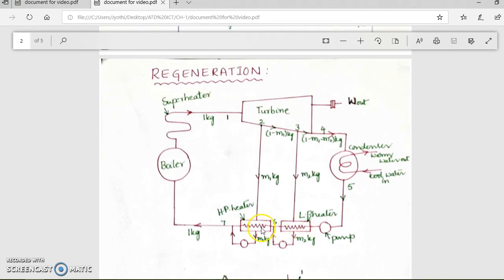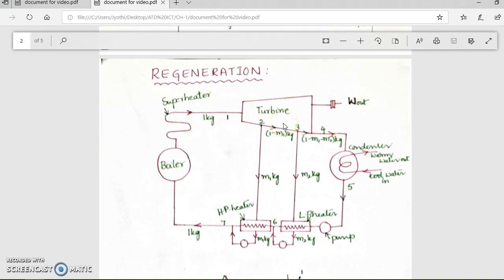Again, in the high pressure feed heater, the amount of liquid coming from the low pressure heater is about 1 minus m1 kg. Again, m1 kg of steam will come here and mutual energy exchange will take place. Again, it will be condensed and m1 kg will be supplied to the main line. Similarly, ideally speaking, 1 kg of feed water after condensation we are supplying to the boiler using a feed pump. This completes the regeneration cycle.